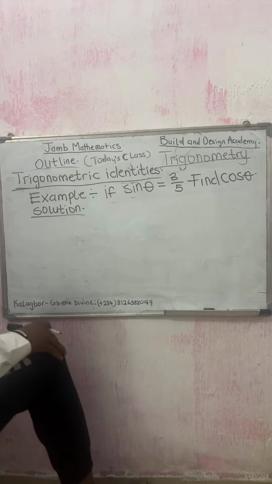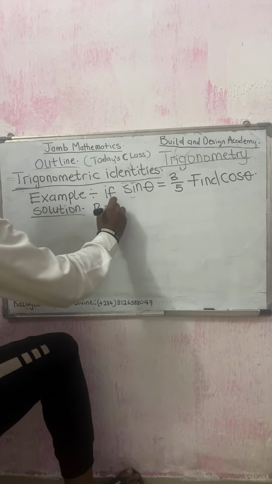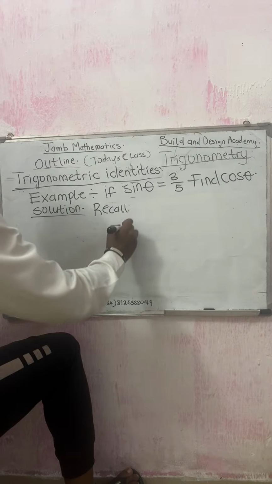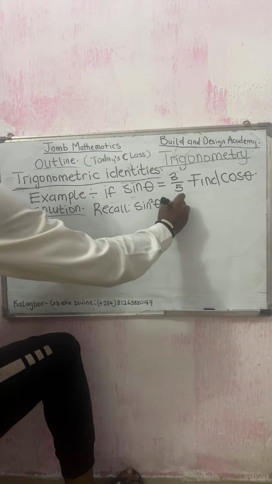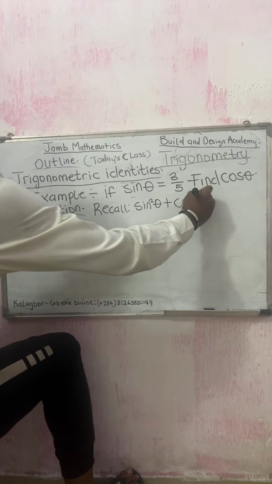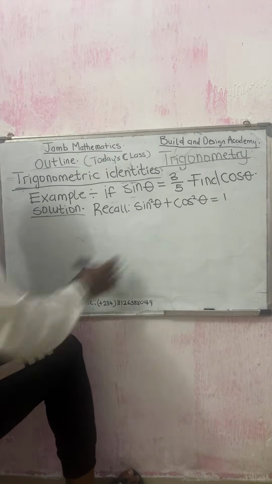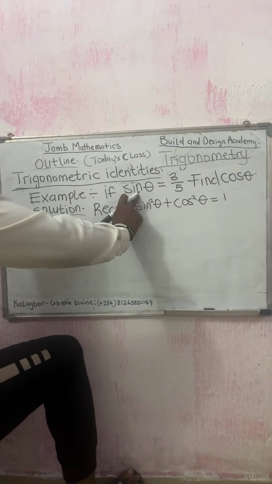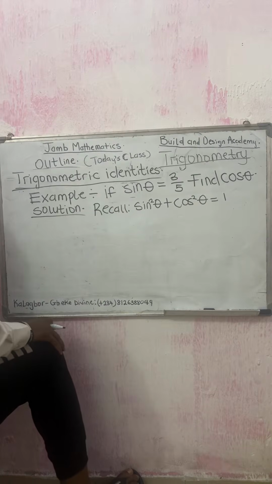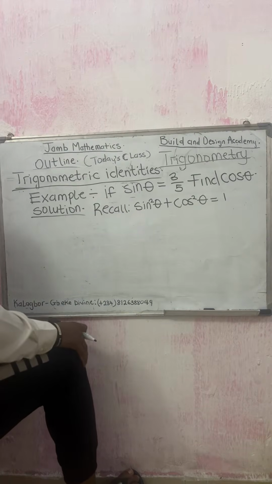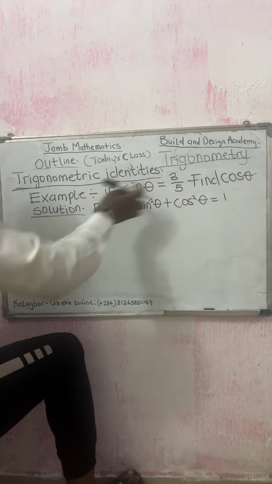First of all, before you start solving, I need you to recall that sine square theta plus cos square theta is equal to 1. This is the first thing you need to recall from the relationship between sine theta and cos theta. That's the Pythagorean identity.